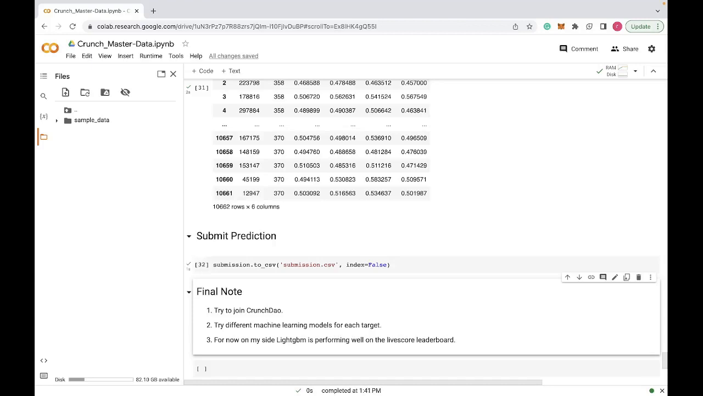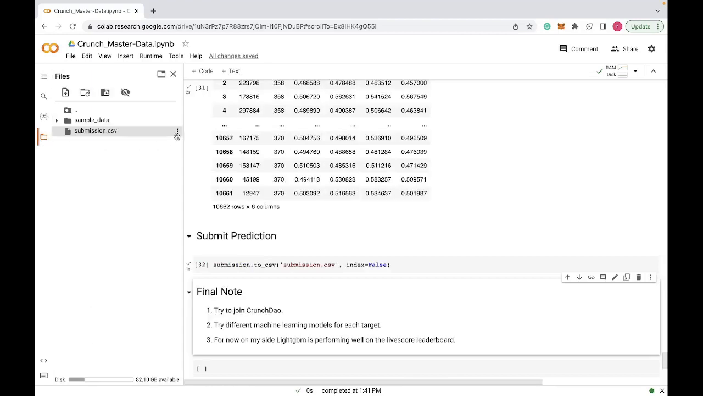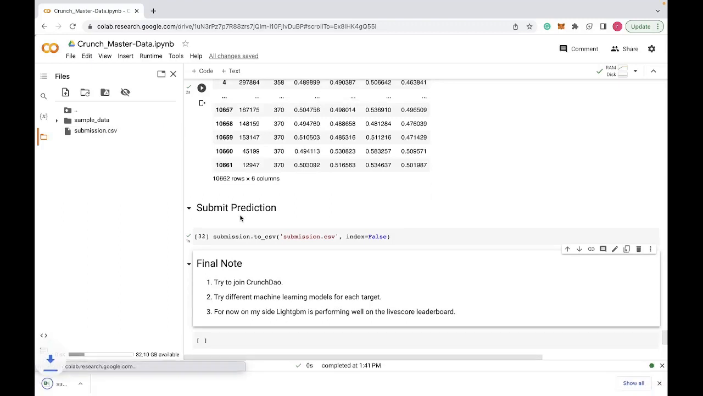You can save the submission onto your local machine. I want to show you how to submit your predictions on CrunchDAO, so let me download this onto my local PC. On a final note, before I show you how to make a submission on CrunchDAO, try to join CrunchDAO today if you have not done so.